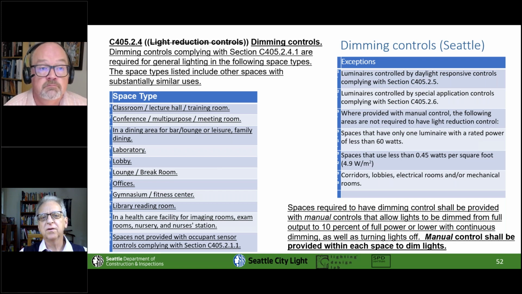We've always had a section called light reduction controls, which is still in the Washington State Code. Things that don't have daylight sensors, which I think is like the inboard areas of offices and gyms and some other things, have to have a control that you can turn down to half the lighting. This is all going away based on what's happening with the national standards for Seattle anyway, and we're just saying no. For all those spaces in the table on the left, you've got to have dimming.